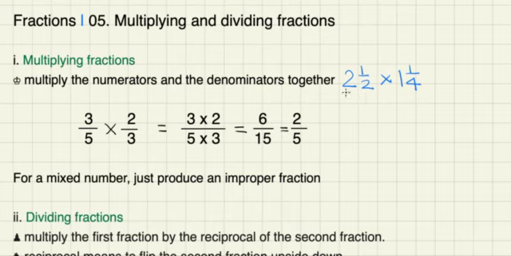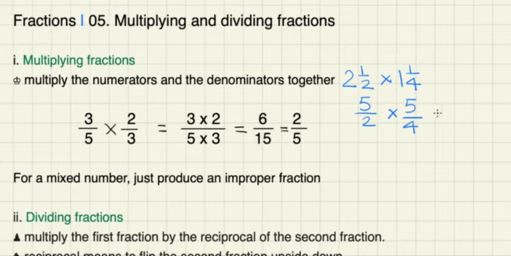The way you produce an improper fraction is that you multiply the denominator by the whole number and add the numerator. So in this case, it's 2 times 2 is 4, plus 1 is 5. So 5 over 2, multiplied by, in this case, 1 times 4 is 4, and then 4 plus 1 is 5. So these are the improper fraction equivalents of these numbers.